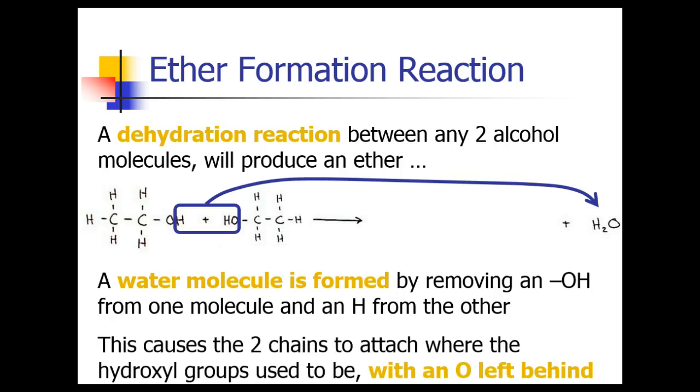What really happens here is this removal of the water causes the 2 chains to attach to each other where those hydroxyl groups used to be, with an oxygen. This oxygen right here is still left behind. Your product of this is of course an ether, where the 2 chains become attached and the little oxygen guy is left behind in the middle.